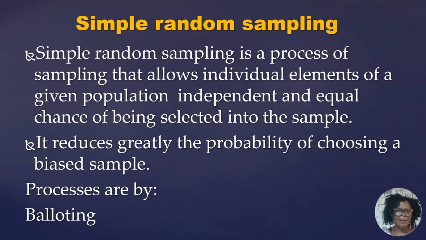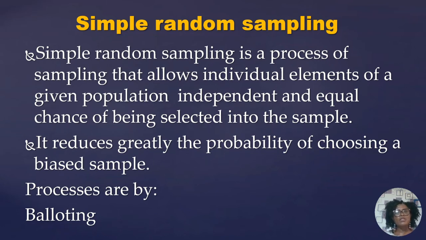The processes are by balloting. In balloting, like I've described before, you have to get the elements and give them numbers. As you give them numbers, if it is by balloting, that means you have to do what? Write down these numbers on pieces of paper, put them in a box or in a bag, then shuffle them very well, then start dipping to get the number you want to study out of the whole population. And that is by balloting.